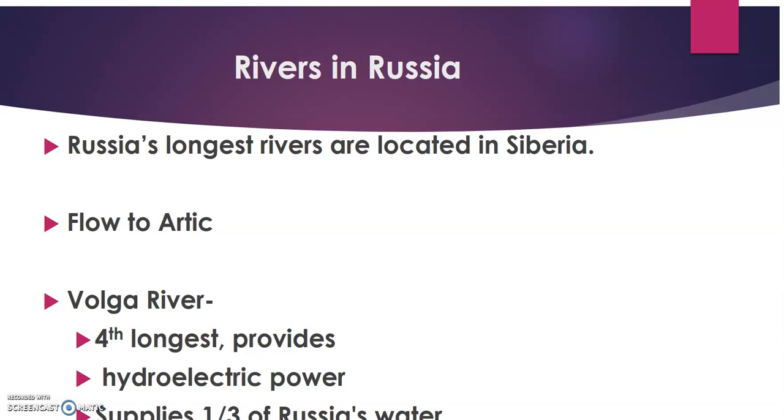Now on to the rivers in Russia. Russia's longest rivers are located in Siberia. They flow to the Arctic. Now we did talk about the Volga River, which is the largest river in Europe. Now this river does flow through central Russia and into the Caspian Sea. Now it's important to talk about in Russia because it makes up 1/3 of Russia's water and supplies hydroelectric power throughout Russia.